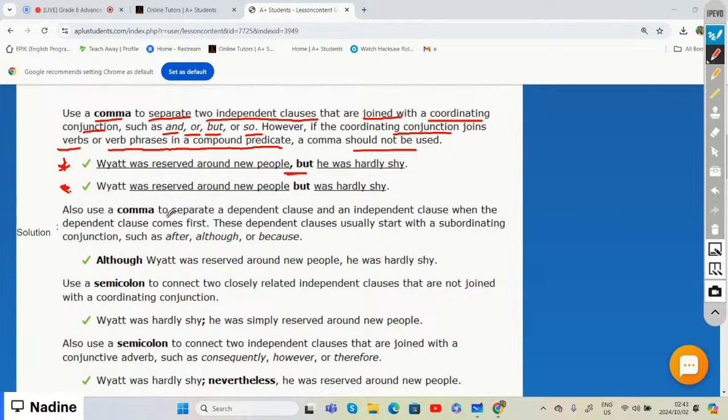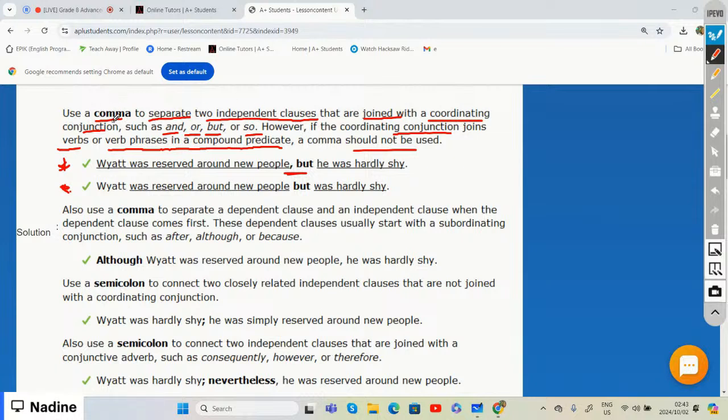Then we can also use a comma to separate a dependent clause and an independent clause when the dependent clause comes first. And that means this is a complex sentence, right? With a complex sentence, we have a dependent clause and we have an independent clause. And these dependent clauses usually start with a subordinating conjunction. And there's a difference between a coordinating conjunction and a subordinating conjunction.